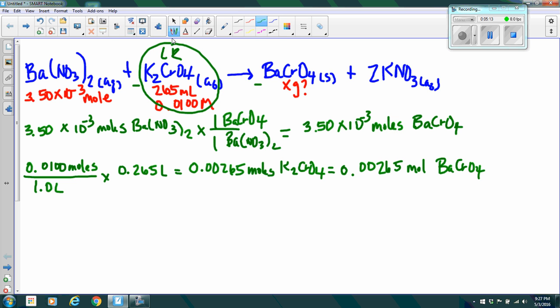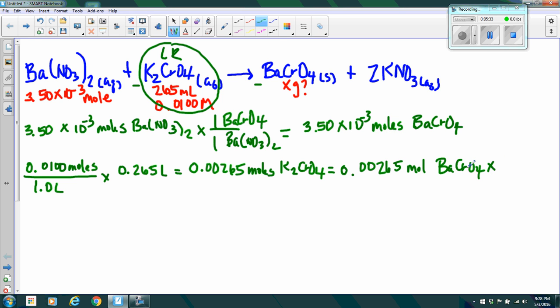Okay, so now if I want to find the mass of my barium chromate, I know that the maximum amount of this that I can make is from the smallest amount of moles that I have available, because I can't make more than the other reactant is going to allow me to do. So I just need to take this and multiply it by the molar mass of barium chromate.